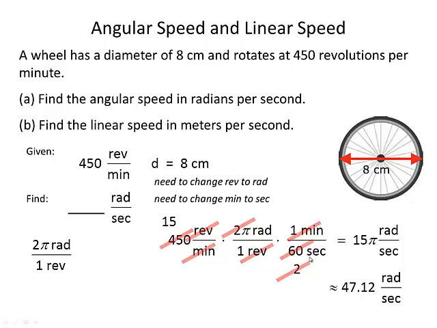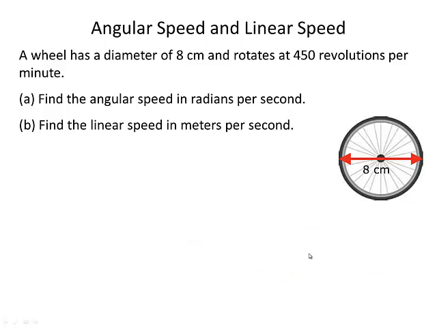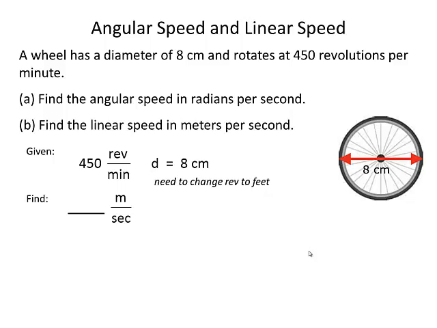Let's do part B. Remember to try it on your own before you look at the video. Okay, here we go. Find the linear speed in meters per second. So we start with a given, and then we're trying to find meters per second. We need revolutions per 2 meters, not feet here. They should say meters. And we need to change the minutes to seconds.